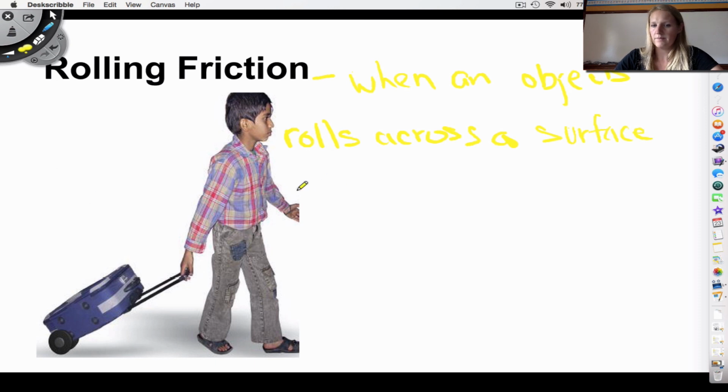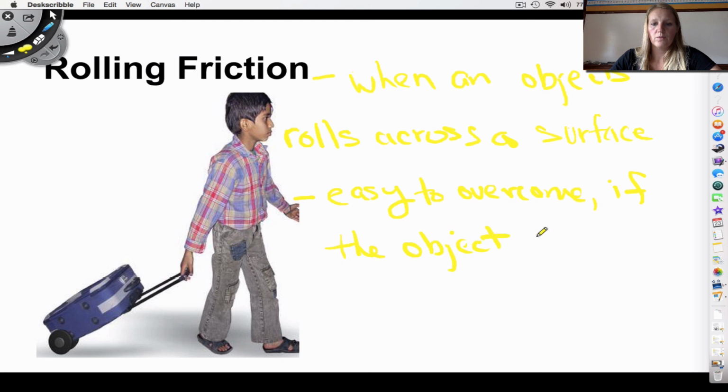And so you can easily overcome this friction. It's easy to overcome if the object can roll. And the way you want to think about that is this bag right here, right? If he were just dragging it, it would take a lot more effort for him to drag this bag. But now that wheels are put on suitcases, it all of a sudden just rolls right along, and it takes very little effort and energy for people to use that.